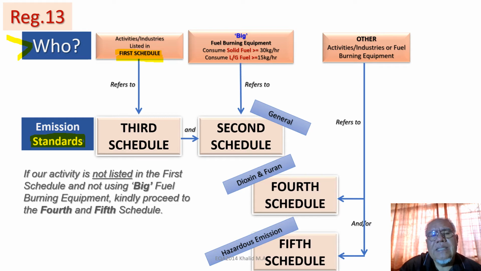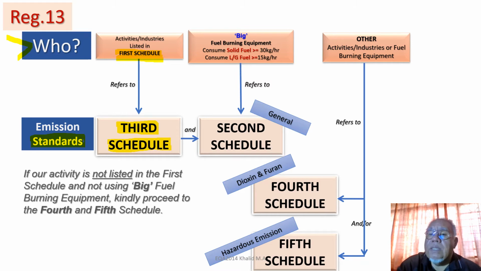So for the first schedule industries, or industries listed in the first schedule, remember this, automatically you don't have to look at other features of the law. Their standard is here, in the third schedule. Those in the first schedule, their standard of emission and the types of environmental parameters of concern are given in the third schedule.